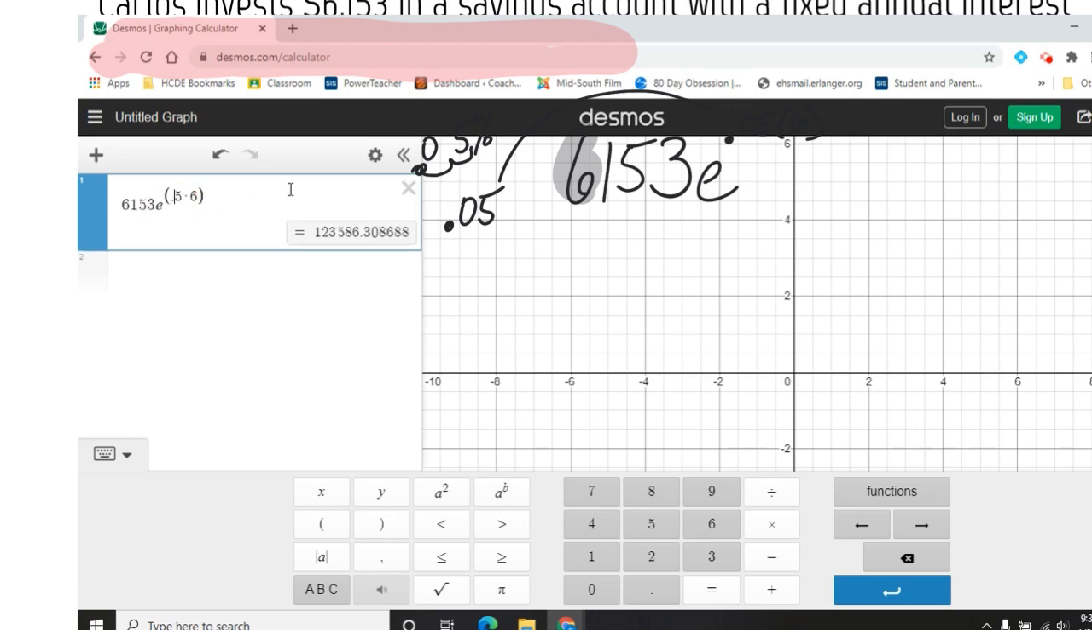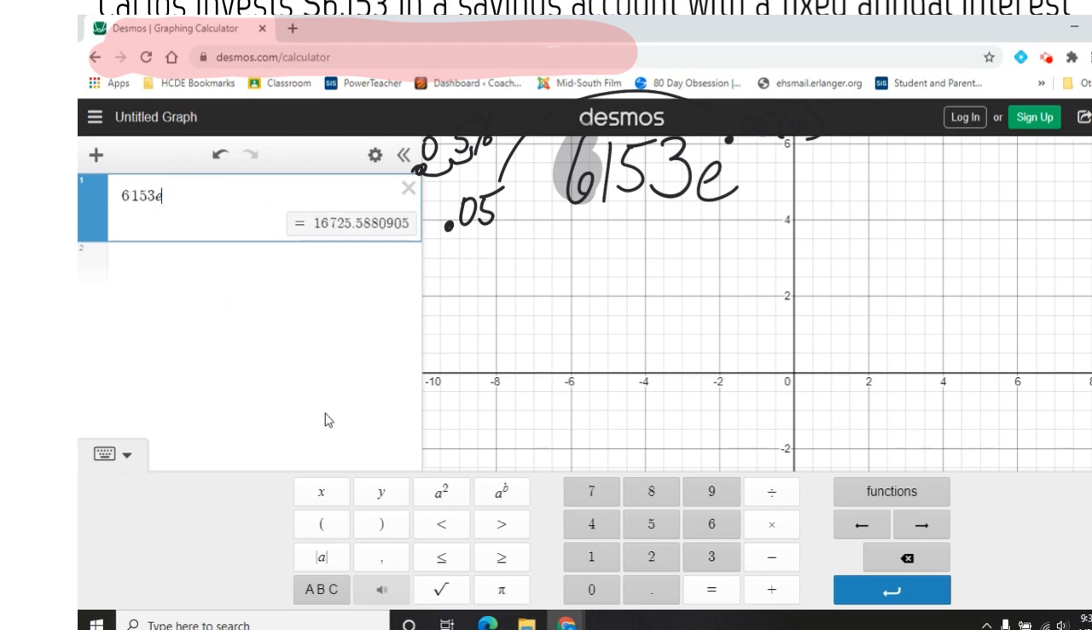Even if I did a 0.5, it's still not a very reasonable number, where $6,000 6 years later is now worth $123,000. And then here's our answer, which is right there. And that's a pretty reasonable answer, 61.53 e to the 0.05 times 6, resulting in $83.05. Show you one more common mistake that you need to be aware of.